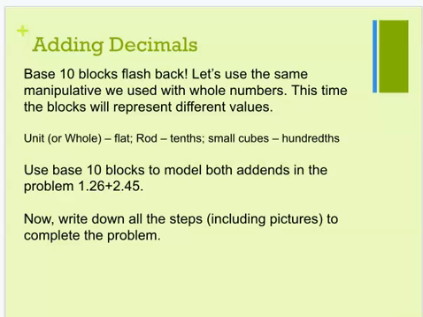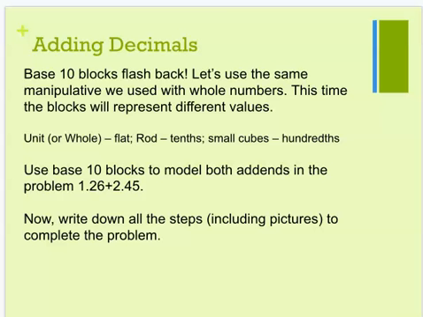Well, to add decimals, we're going to do a base 10 blocks flashback. We're going to use the same manipulative we used with whole numbers, but this time the blocks will represent different values. The whole, or the unit, is going to be a flat. A rod or a long is going to be the tenths. The small cubes are going to be the hundredths. So use base 10 blocks to model both addends in the problem 1 and 26 hundredths plus 2 and 45 hundredths.